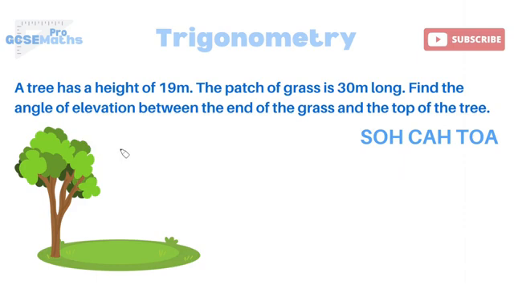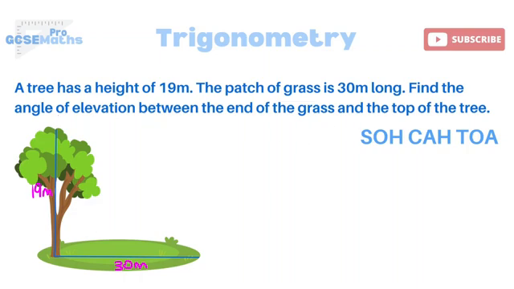So this one is a worded one this time. Now, I've kind of got a little diagram here. If they haven't given you a diagram, you can always draw it yourself, a little sketch. So a tree has a height of 19 meters. So I'm going to draw a line like that. That is 19 meters, isn't it? The patch of grass is 30 meters long. Okay, draw another line, something like that. That's 30 meters. Find the angle of elevation between the end of the grass and the top of the tree.